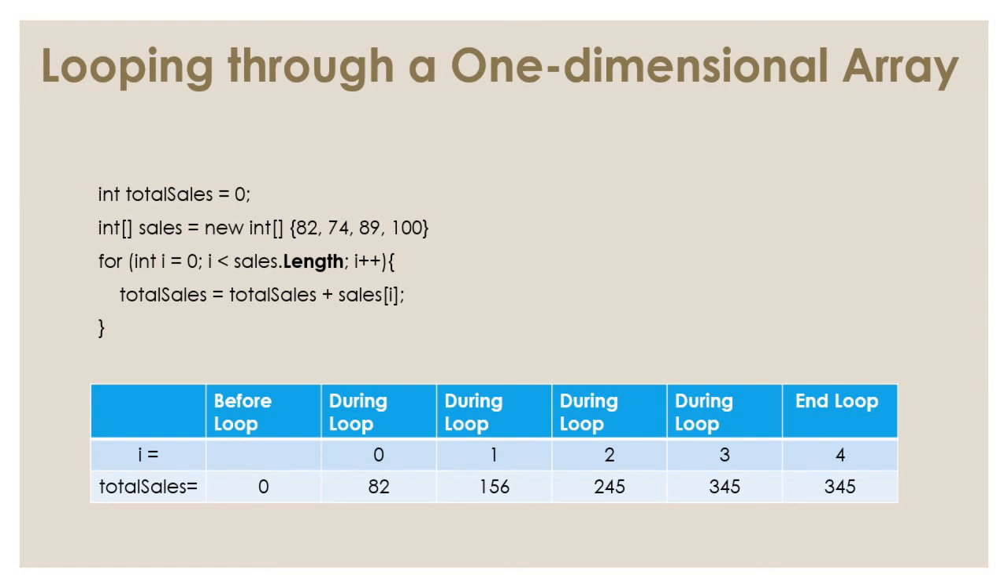So on the first loop, 82 will be added to total sales, followed by 74, 89, and finally 100 on the second, third, and final 4th loop.